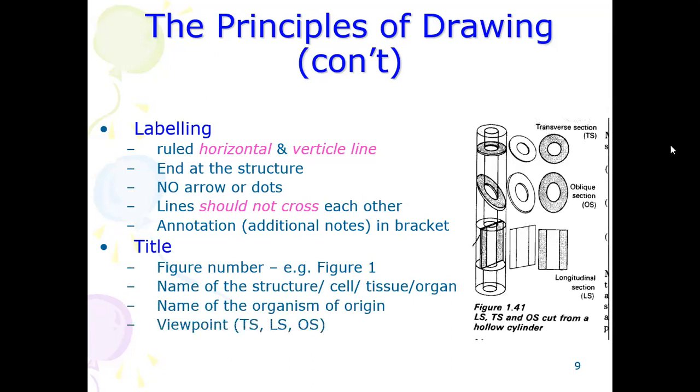Remember just now the TS, LS, OS? So let's say this is a piece of carrot, right? You make a section through it. A thin slice means a section through it. So this is a transverse section. This is a longitudinal section. So transverse means what? Transverse is cross section, like this is the road. You cross the road, so you go across the road. So you cut through this way. So this is called cross section or transverse section.